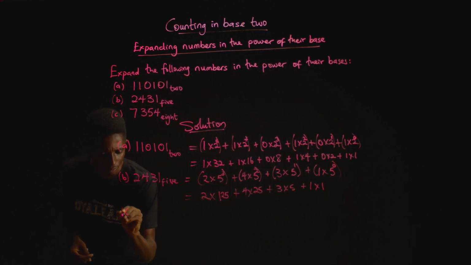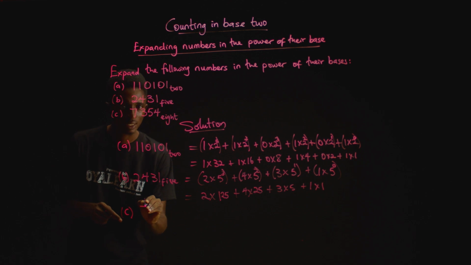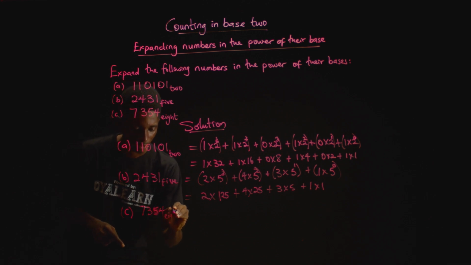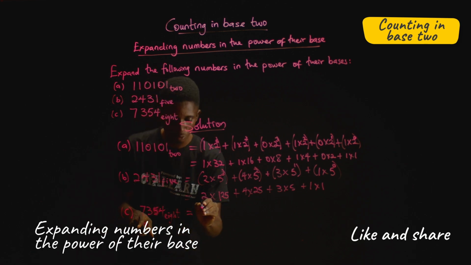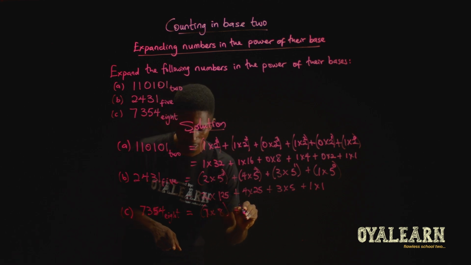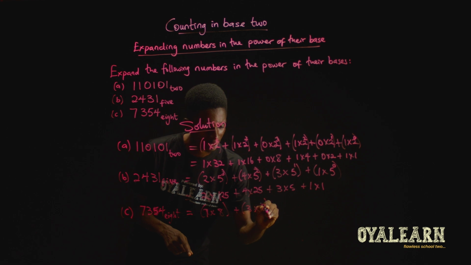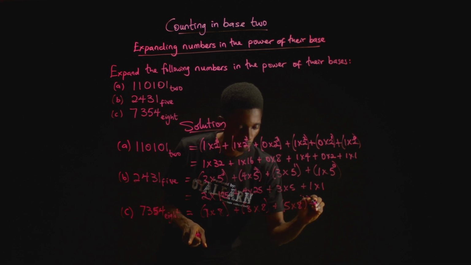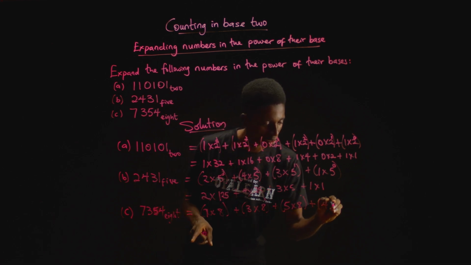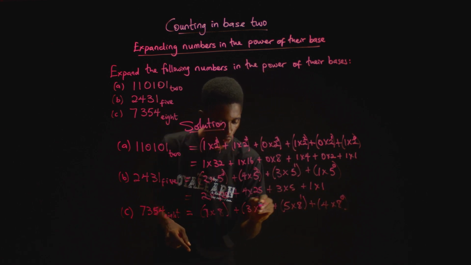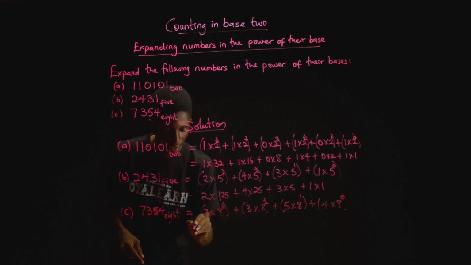Now C. We have 7, 3, 5, and 4 base 8. Now to expand this, we would have 7 multiplied by 8 plus 3 multiplied by 8 plus 5 multiplied by 8 plus 4 multiplied by 8. And given a power, we would have 0, 1, 2, and 3. Now what do we have here?